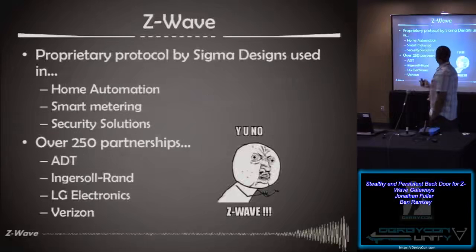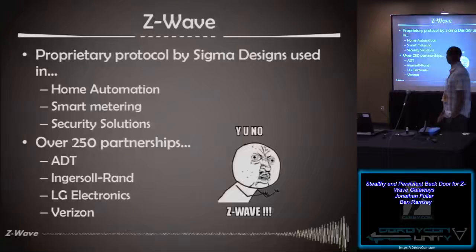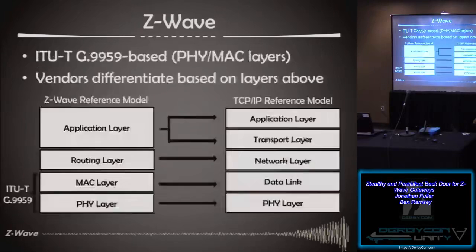All right. Z-Wave is a proprietary protocol by Sigma Designs. It is primarily used in home automation, security solutions, and smart metering. Sigma Designs has partnered with over 250 companies, including big names like Ingersoll Rand, ADT, Verizon, and LG Electronics. Z-Wave is based on the ITU-T G.9959 recommendation. It specifies short-range narrowband communication in the sub-gigahertz spectrum.